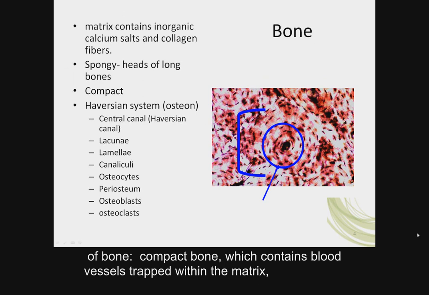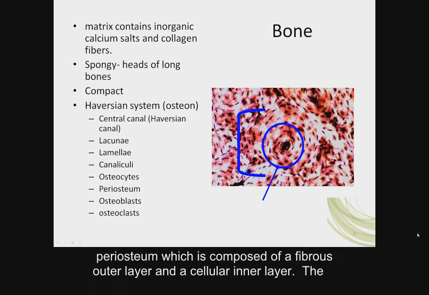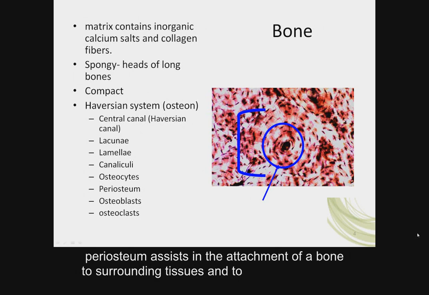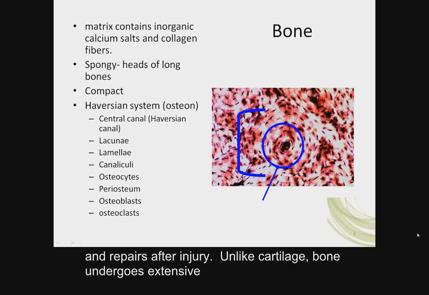There are two types of bone: compact bone, which contains blood vessels trapped within the matrix, and spongy bone, which does not. Almost all bone surfaces are covered by periosteum, which is composed of a fibrous outer layer and a cellular inner layer. The periosteum assists in the attachment of a bone to surrounding tissues and to associated tendons and ligaments. The cellular layer assists in bone growth and repairs after injury.